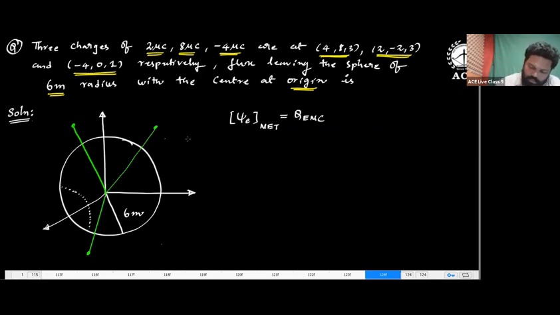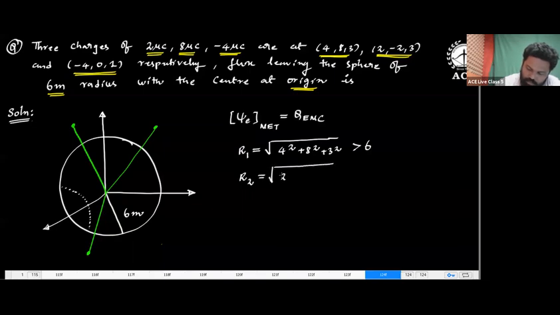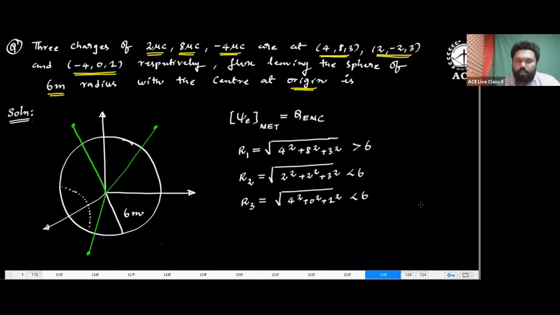So what is the first charge? R1 is equal to square root of 4 square plus 8 square plus 3 square beta. Obviously, it is greater than 6. R2 is equal to square root of 2 square plus 2 square plus 3 square, which is less than 6. R3, what is R3? Square root of 4 square plus 0 square plus 1 square, which is less than 6. So you have to discard this charge which is outside. You need to incorporate these two charges. So what is the net electric flux? It is equal to the second charge and third charge: 8 microcoulombs minus 4 microcoulombs.